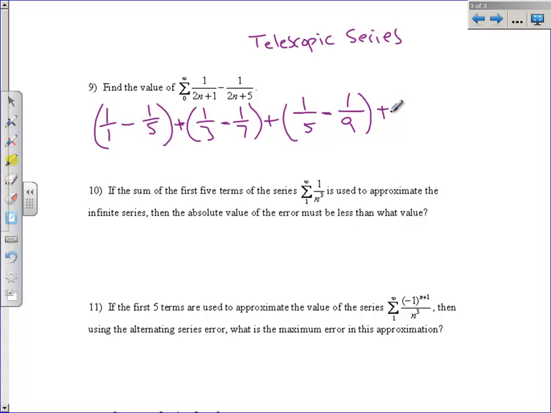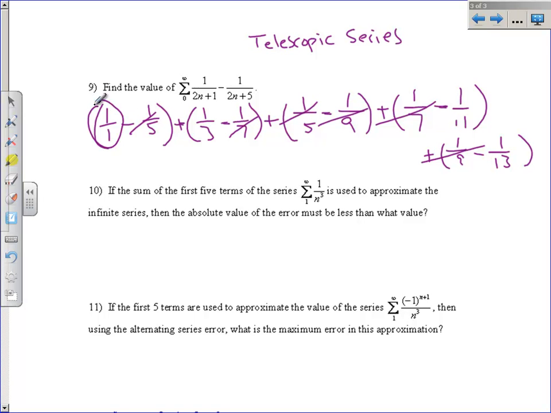I plugged in a 0, a 1, and a 2. Now let's plug in a 3. So 1/7 minus, what's that going to be, 1/11? So I've got the 5ths have canceled, the 7ths have canceled. I'm going to try one more just to make sure I'm happy with this. I plugged in a 0, 1, 2, 3. Now let's plug in a 4. 1/9 minus 1/13. So we get the 1/5 to cancel, the 1/7 to cancel, the 1/9 to cancel, and everything else will cancel after that except for the 1 1/3. So this value is 4/3.